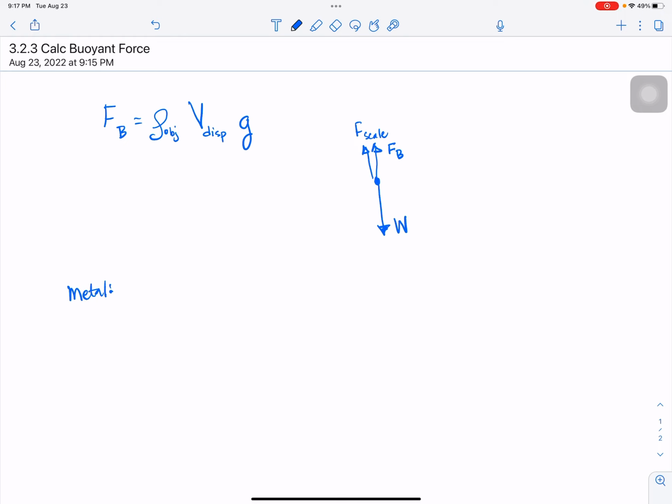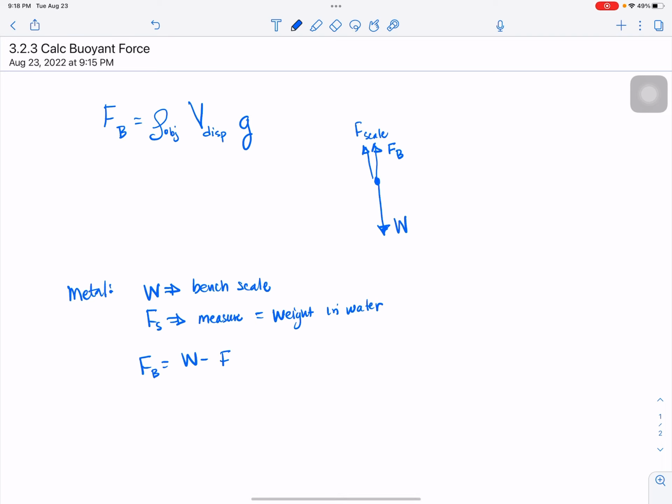I can easily calculate, all right, so the weight, I find this on the bench scale, and the force of the scale, I just literally measure, and this is equal to the weight in water. And so I know that the buoyant force is just going to be the difference of weight minus force on the scale.